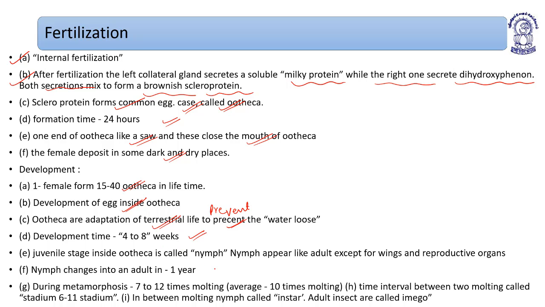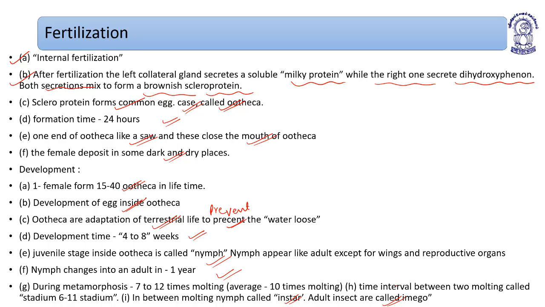The juvenile stage that emerges from the ootheca is called a nymph. The nymph appears like the adult except for wings and reproductive organs. The nymph changes into the adult in 1 year. During metamorphosis, there are 7 to 12 moltings, with 10 moltings on average. The time interval between two moltings is called a stadium. In between moltings, the nymph is called an instar. Adult insects are called imago.